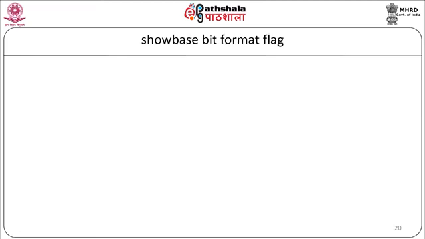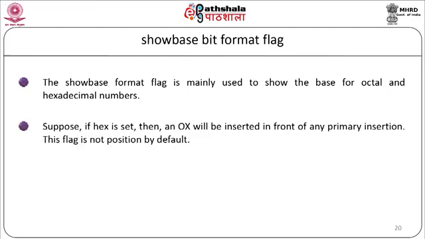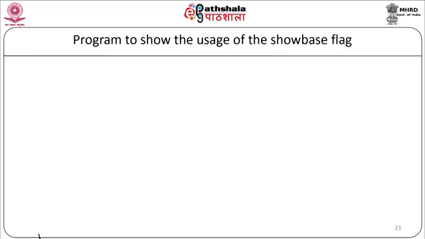Now let us see the showbase bit format flag. The showbase format flag is mainly used to show the base for octal and hexadecimal numbers. Suppose if hex is set, then 0x will be inserted in front of any numeric insertion. The syntax is cout.setf(ios::showbase). Now let us see a program to show the sign of a given number using the showbase flag.